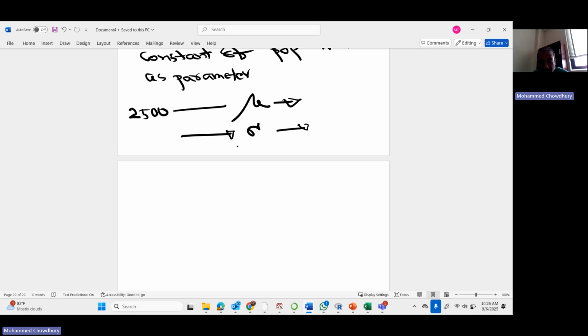And then proportion: what percentage of the managers completed the training? There are 2500 managers, and 1500 of them completed the training. So 1500 over 2500 is equal to 60%. That 60% is known as the proportion, and this is also a parameter.